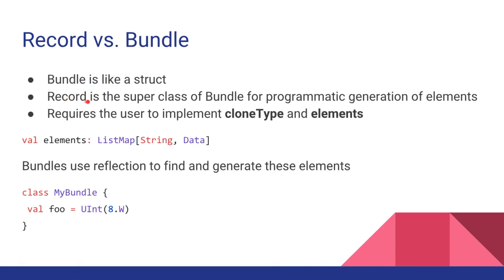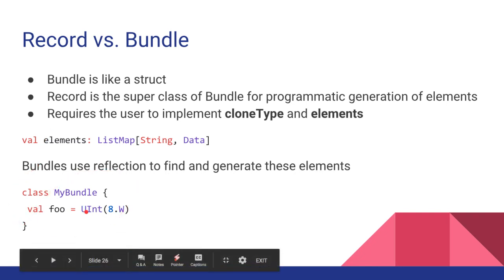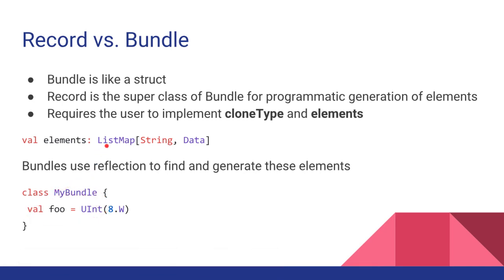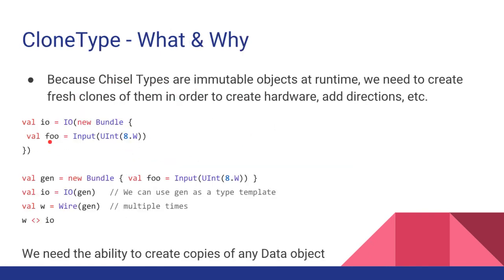But records allow you to be programmatic. If you look at class MyBundle with val foo, that means any instance of this bundle has foo. What if I want it to be programmatic, where depending on my input data, I decide what the fields are going to be? That's what Record is for. Record will require you to implement cloneType and elements. I talked about elements already, so now I'm going to move on. I think the next slide is about cloneType. Yes, good. So what is cloneType?